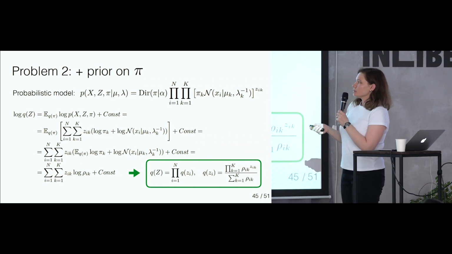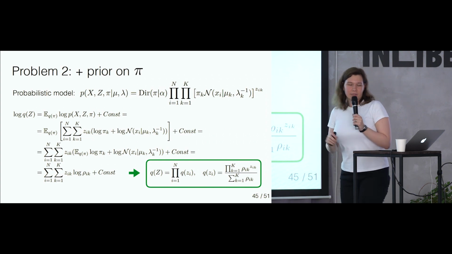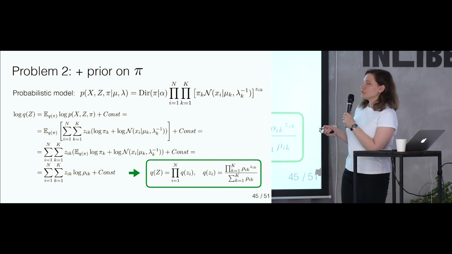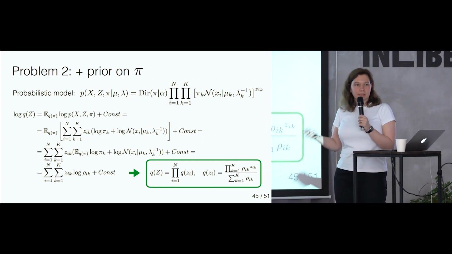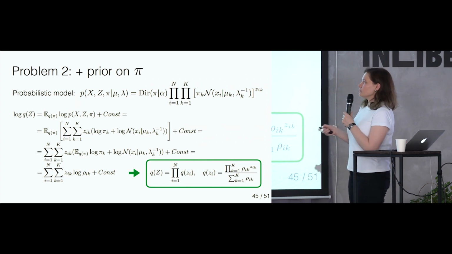Let's first try to find Q of Z. Disclaimer: since we have conditional conjugacy, we will have a posterior distribution for Z, this Q of Z, in the same family as the prior distribution for Z. So it will be categorical. And for P, since the prior is a Dirichlet distribution, the posterior distribution will also be Dirichlet. Now we just need to find the parameters of these categorical and Dirichlet distributions. So we use this formula from the lecture.